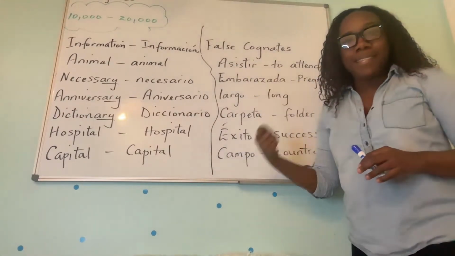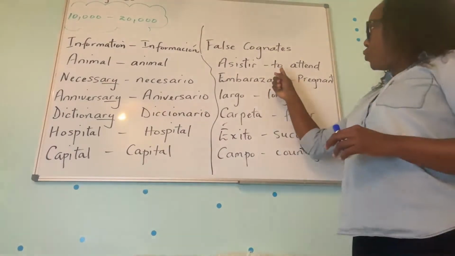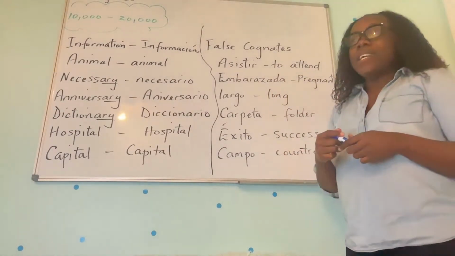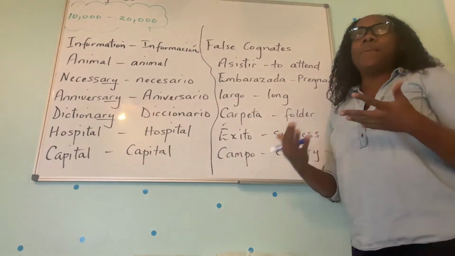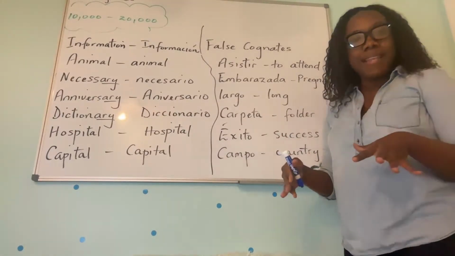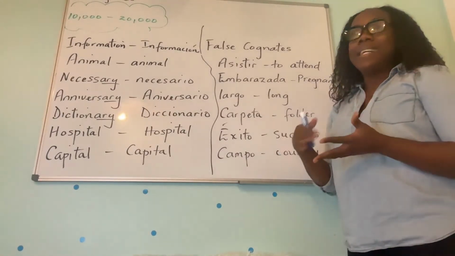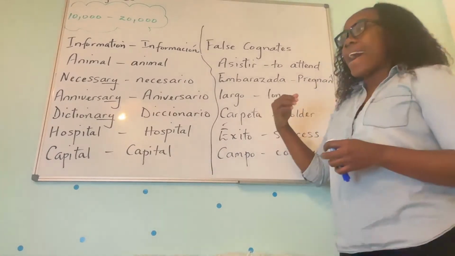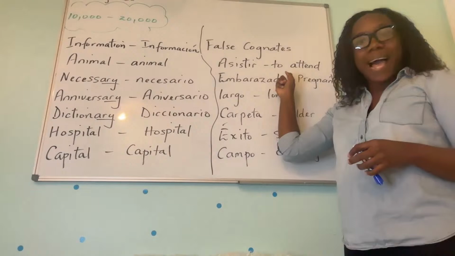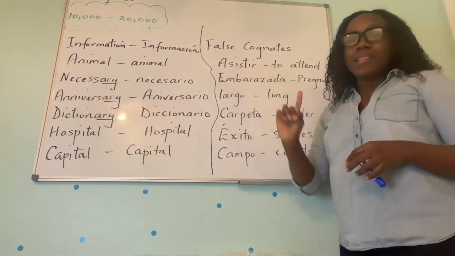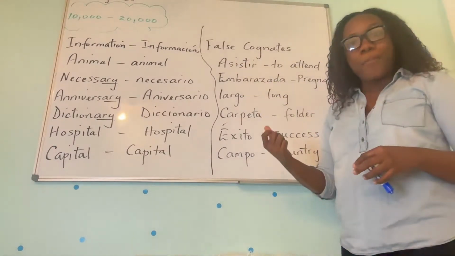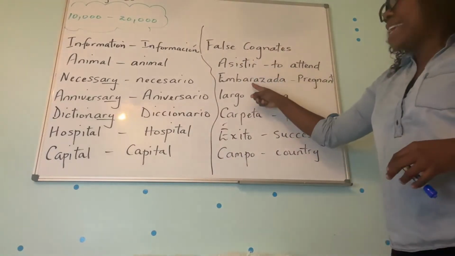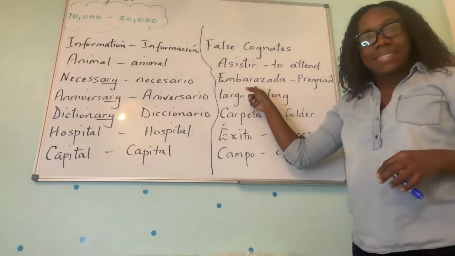And the first one, la primera palabra es asistir. The verb asistir in Spanish means to attend, like you attend classes. Take, for example, I have a class at 6 p.m. tomorrow and I'm going to attend it. I would say, tengo una clase a las 6 mañana y tengo que asistirla. I have to attend the class. So asistir does not mean to assist or to help. It means to attend.